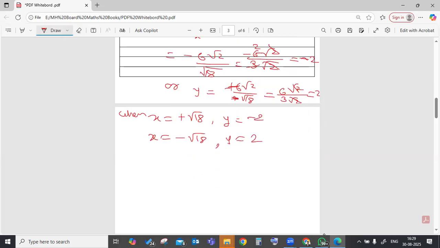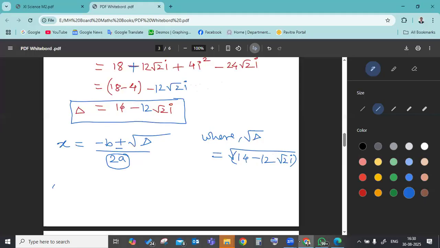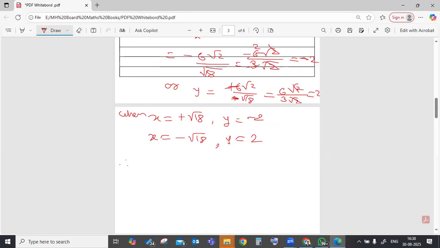Okay. Now this x and y is what? The square root of the complex number, square root of 14 minus 12 root 2 i. Therefore, the square root of 14 minus 12 root 2 i is equal to either root 18 minus 2i or minus root 18 plus 2i.